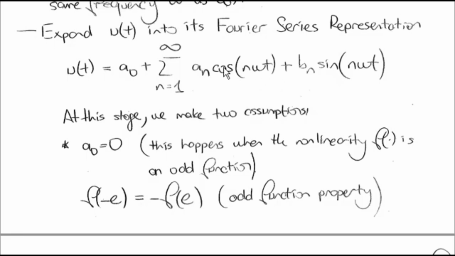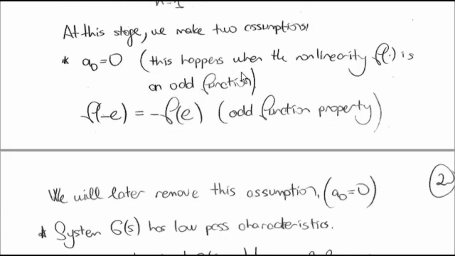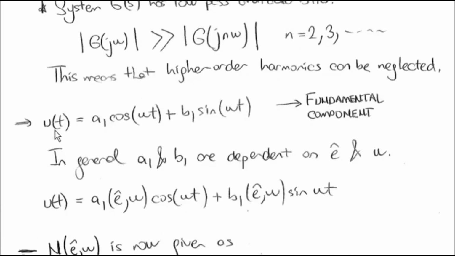So we can say that the higher-order harmonics will be attenuated by the linear system much more than the fundamental harmonic. Then we are going to be able to neglect all terms here corresponding to n equals 2, n equals 3, etc. That leaves us with the following output of the nonlinearity. With these assumptions, we can say that u is approximately equal to A1 times cosine omega t plus B1 times sine omega t. And we know that this is the fundamental component of the output of the nonlinearity.